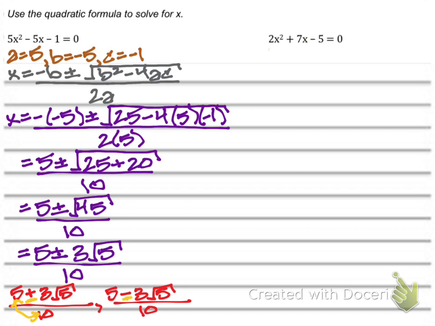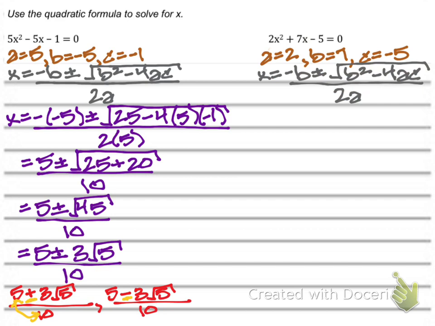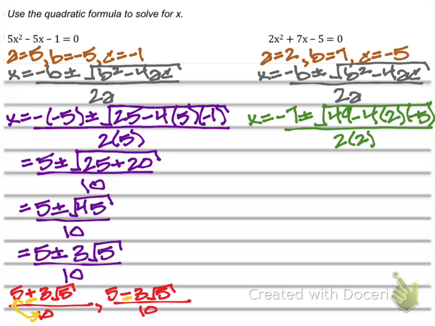Okay, next one. a is 2, b is 7, c is negative 5. We're going to plug it into the formula, right? And again, if you write the formula down every single time, you might accidentally memorize it. And then that keeps you from having to look it up every time, right? So then x is negative b plus or minus the square root of b squared. So 49 minus 4ac all over 2a.